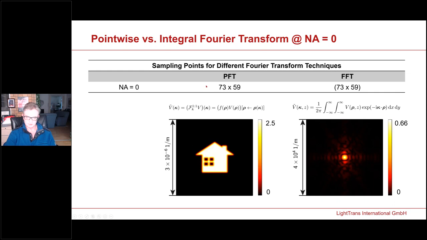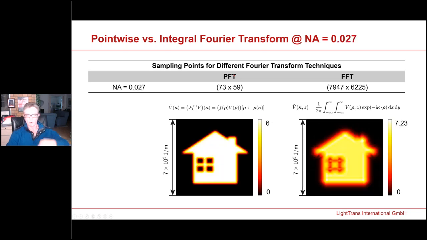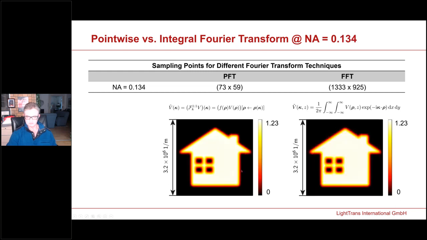So here on the left side, you see the pointwise Fourier transform, and here you see the FFT, NA 0, so plane wave, just the mask. So the PFT, the pointwise Fourier transform, is completely wrong. Now we go up with the NA, more and more wavefront, okay? So still wrong. And now you see it becomes quite the same.